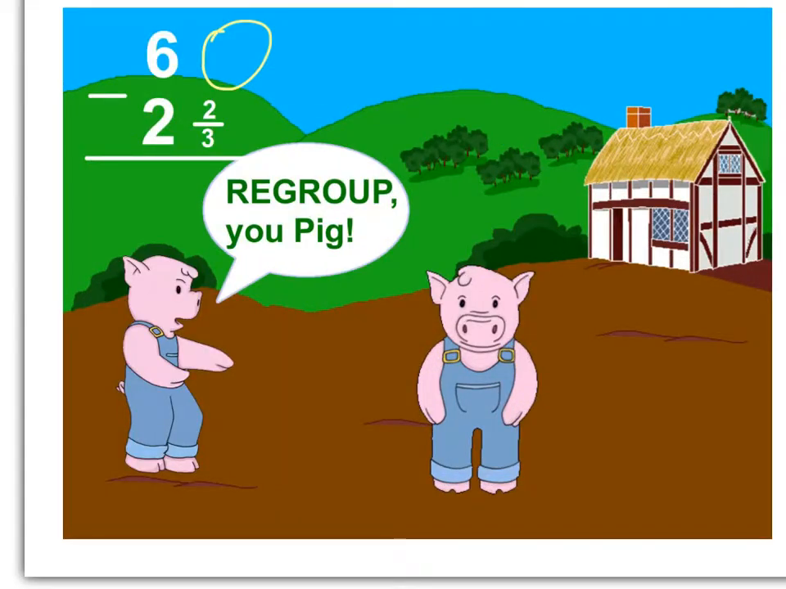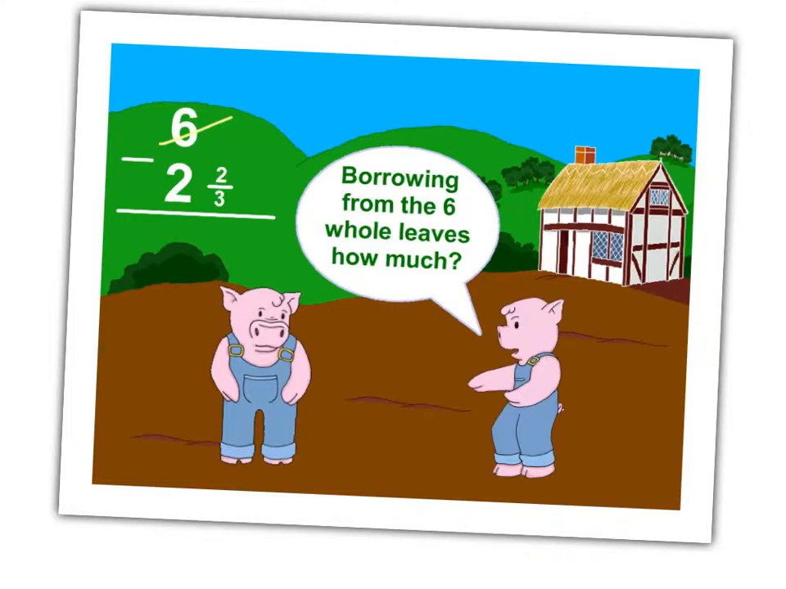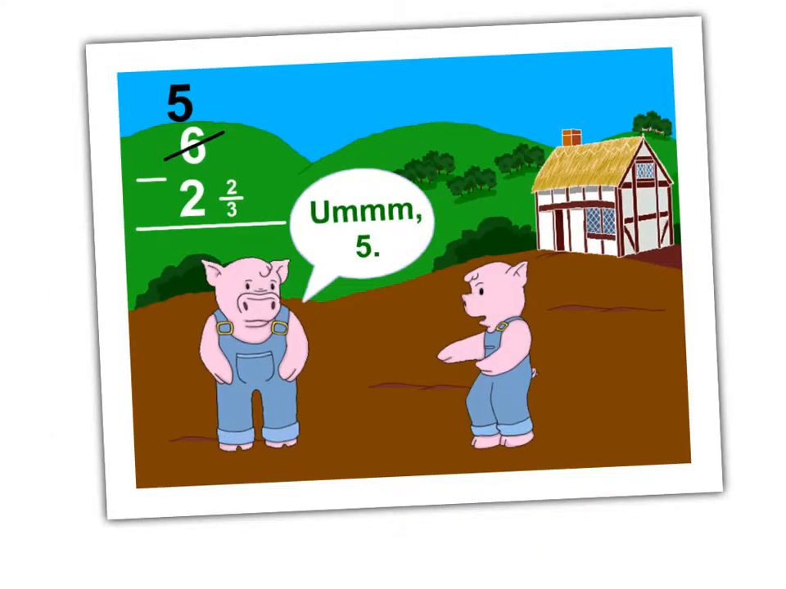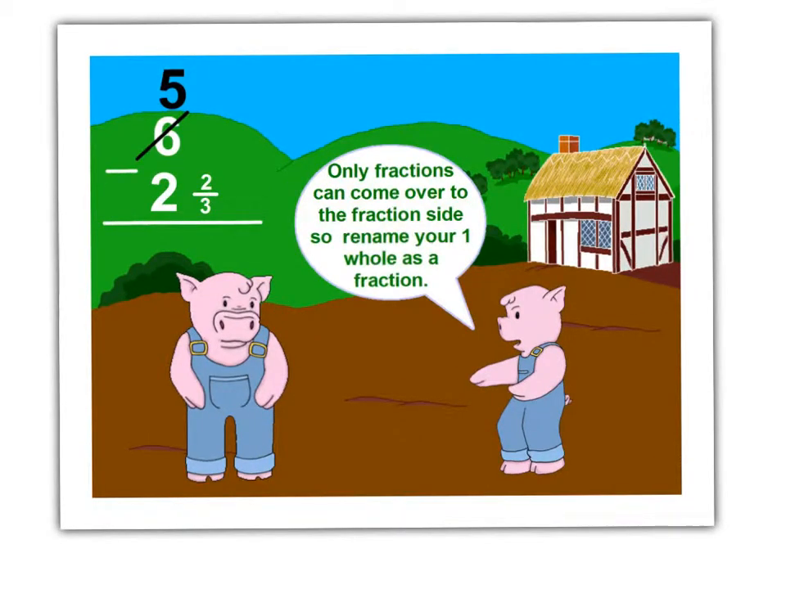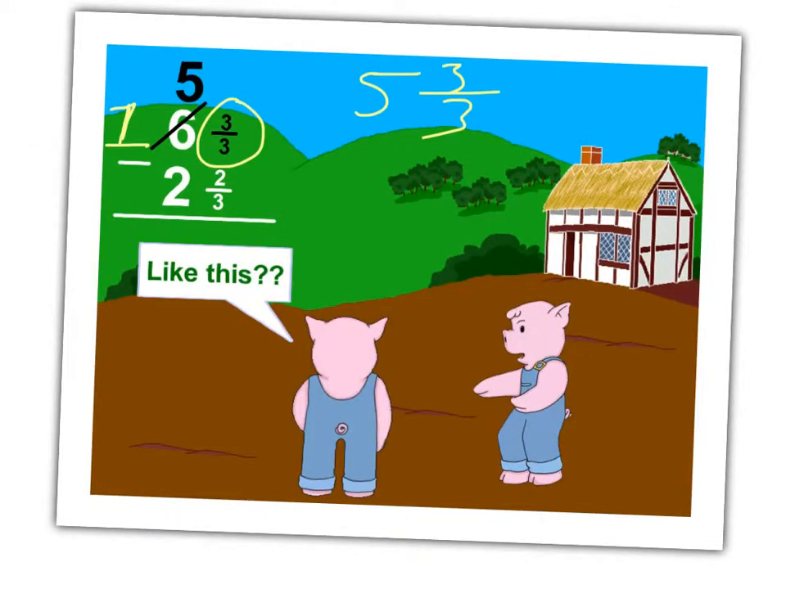Well, you regroup. We talked about that too in class. Borrowing from the 6 would leave how much? 5. Only fractions can come over to the fraction side, so rename your 1 as a whole fraction. So when you take away 1 from your 6, you have 5, but you have 5 and a fraction. You would have 5 and 3/3.